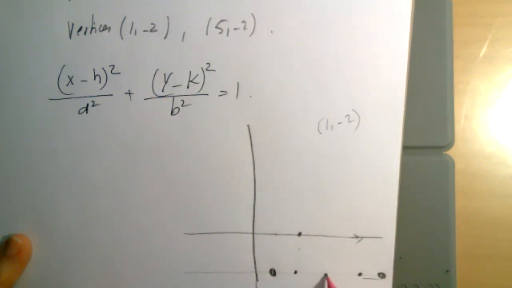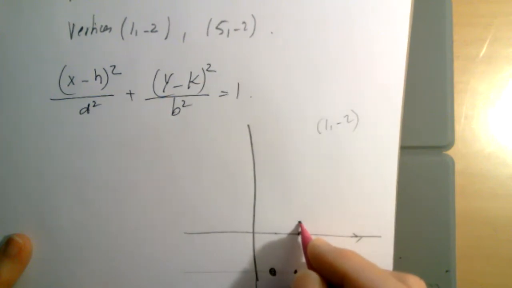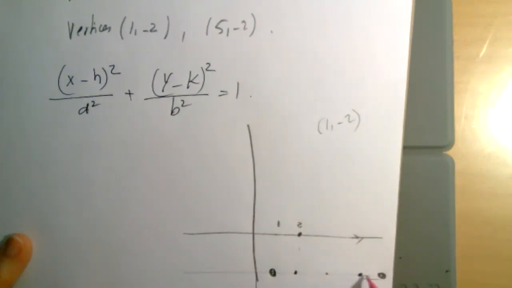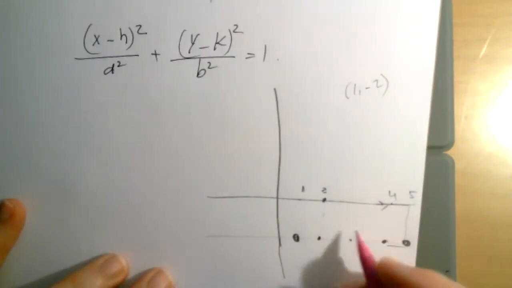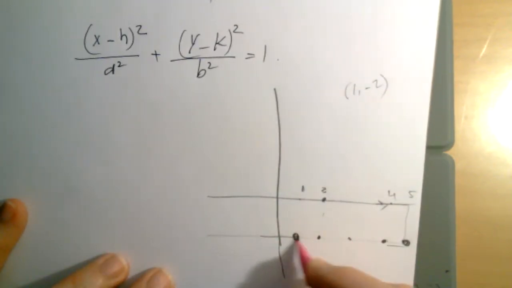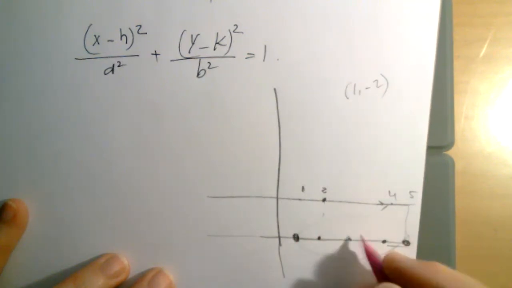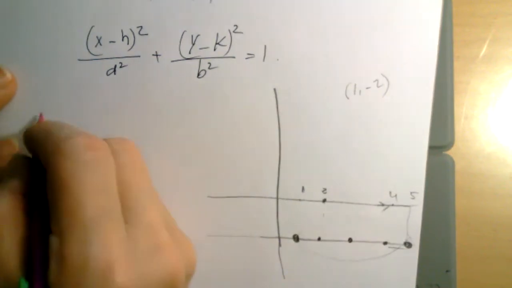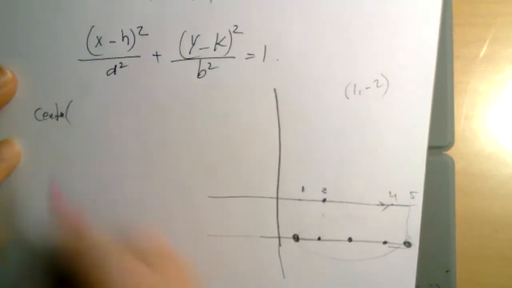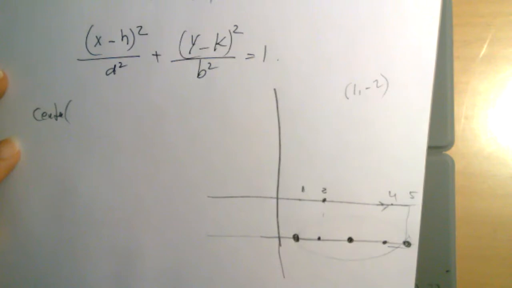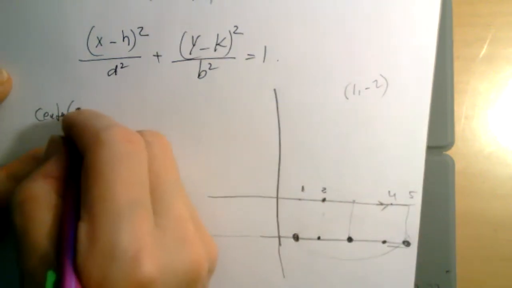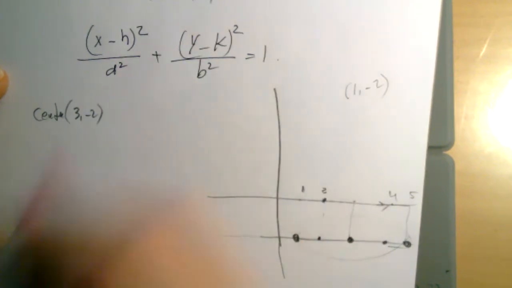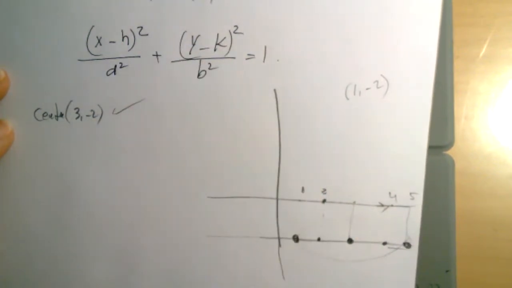So this is a 2, this is a 1, this is a 4, and this is a 5. Okay, that's enough info. So the foci are here, which means my ellipse will have to look something like that. That's my ellipse. So first of all, what's the center, very quickly? What are the coordinates of the center? (3, -2) is halfway between 2 and 4. Done with the center, which means I know my h and my k.